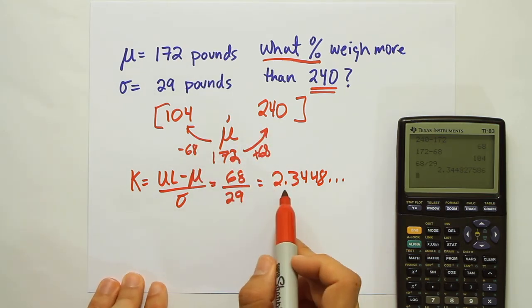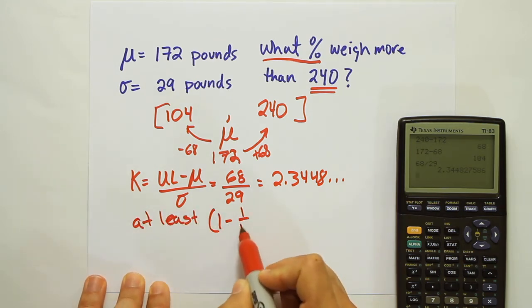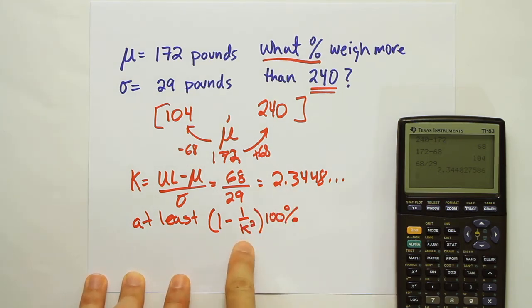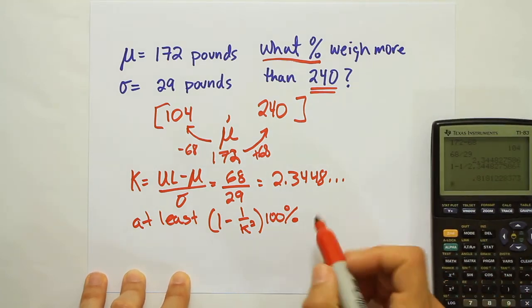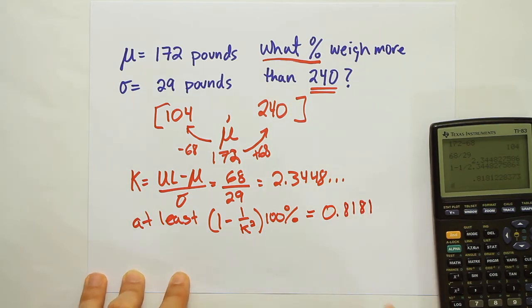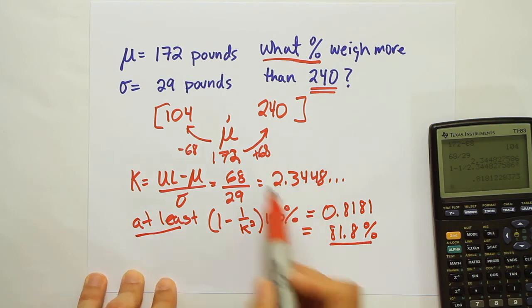Now, to figure out what percent is going to be inside the interval, which is the only thing Chebyshev's theorem can give us, we're going to use the phrase "at least" and the formula 1 minus 1 over k squared, times 100%. So I need to plug this number in for k. We're going to do 1 minus 1 divided by 2.34482756 squared. When I do that, I get 0.8181..., and of course, times 100%, we get basically 81.8%. So at least this percent is inside the interval.